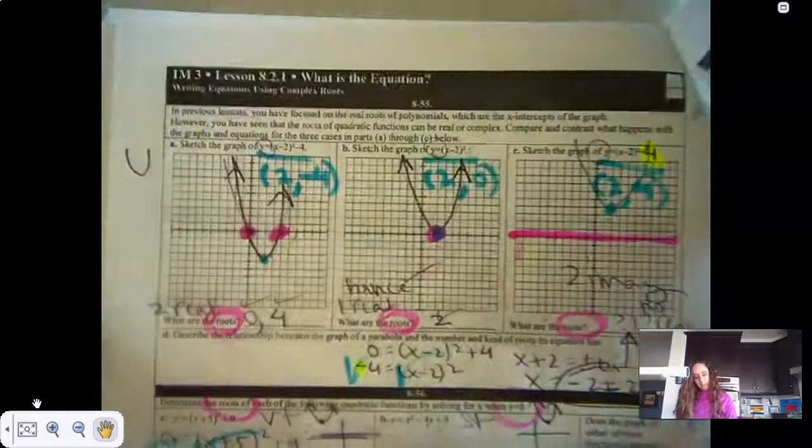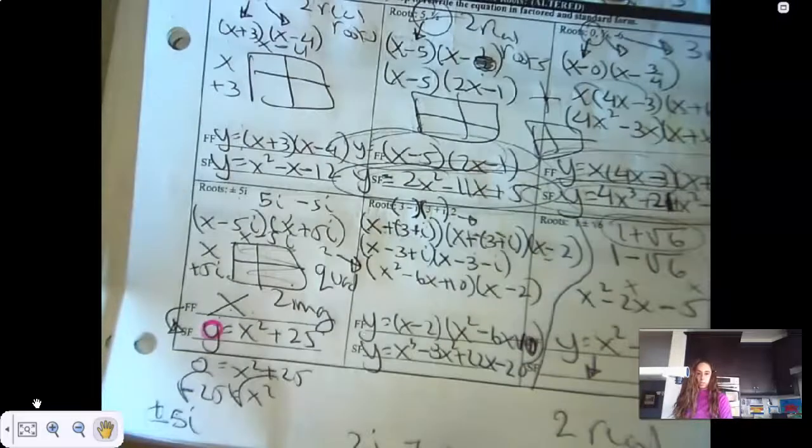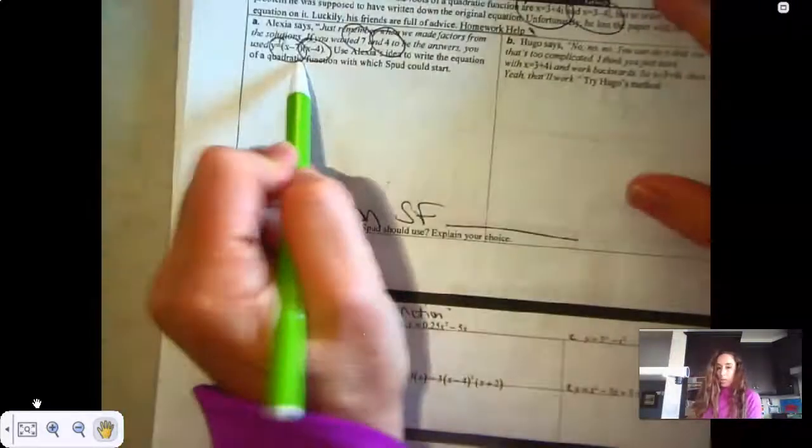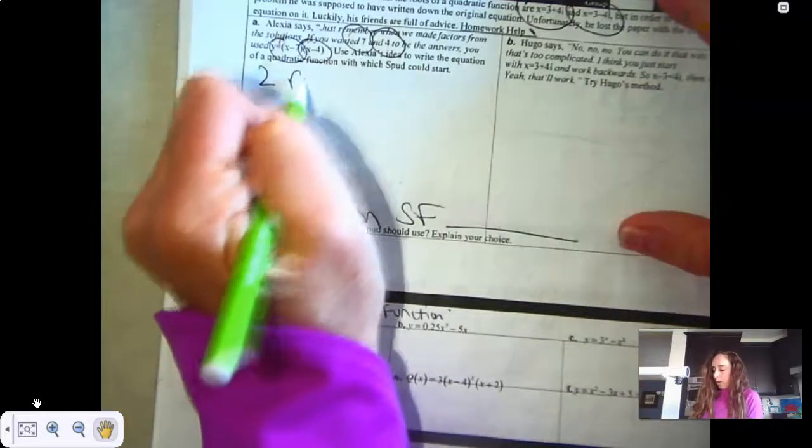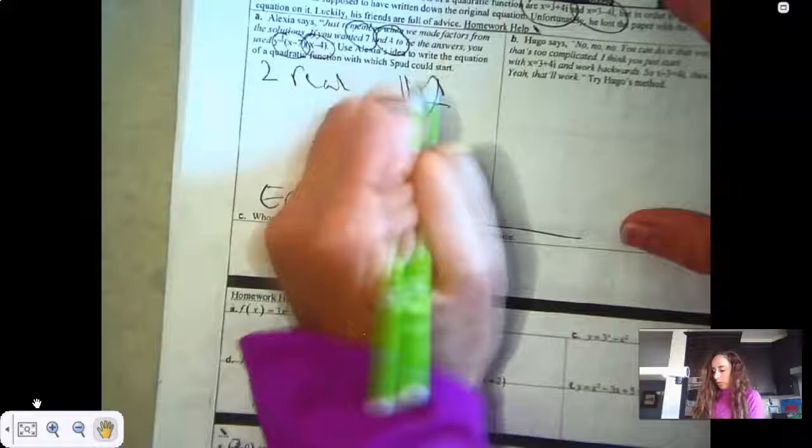Okay? So that's what we did from the page before. That's this. Put it in standard form. Okay? By the way, how many roots does this have? 2. What are they? Real. It really crosses at 4 and 7.